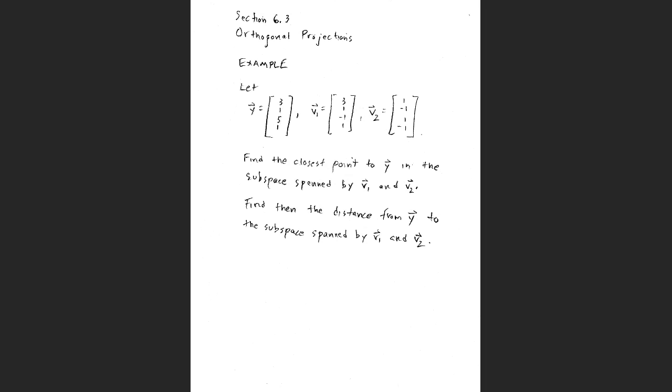Okay, what we want to do is find the closest point to the vector y in the subspace spanned by v1 and v2. And then we want to find the distance from y to the subspace spanned by v1 and v2. That's what we want to do.